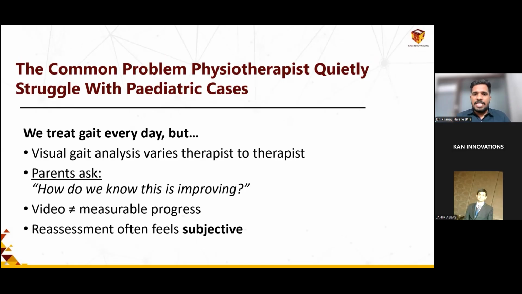We rely more on observation, experience, and intuition, but families often need some measurable proof. This gap between clinical knowledge and measurable evidence is exactly where objective tools like COP analysis make a difference.